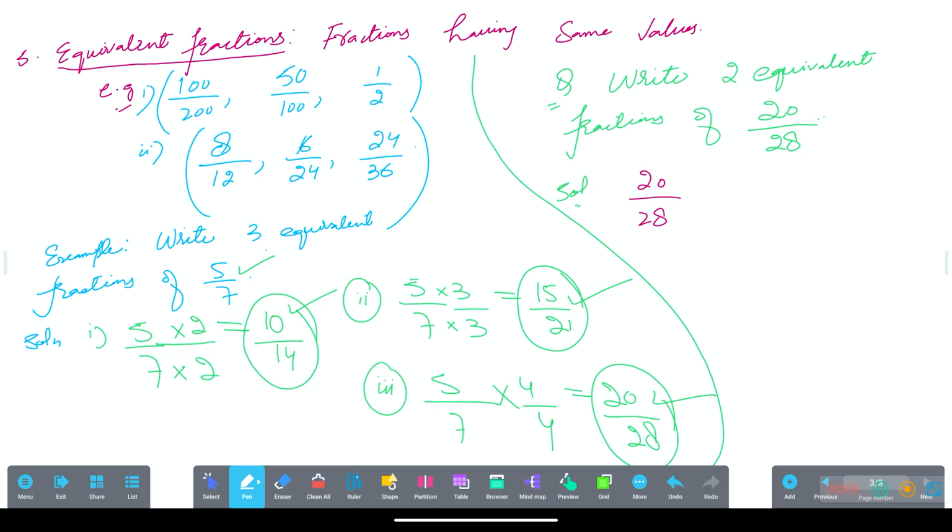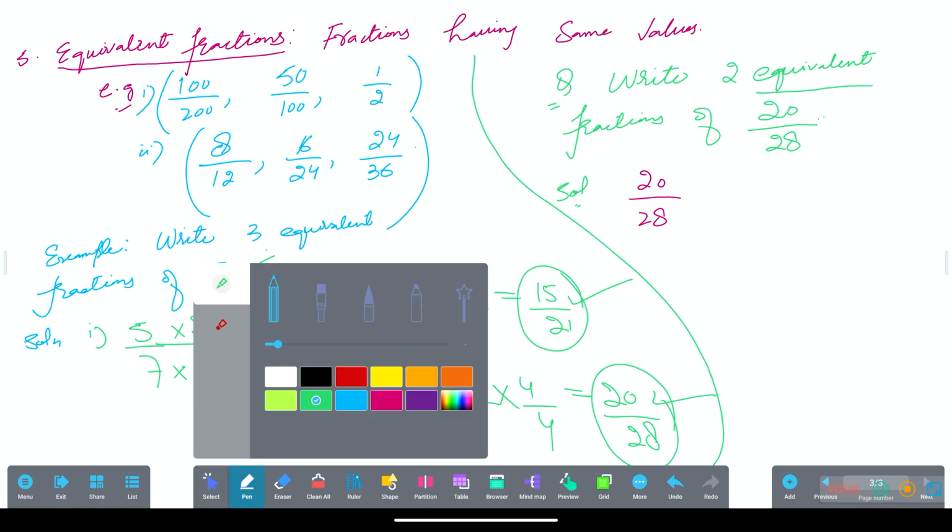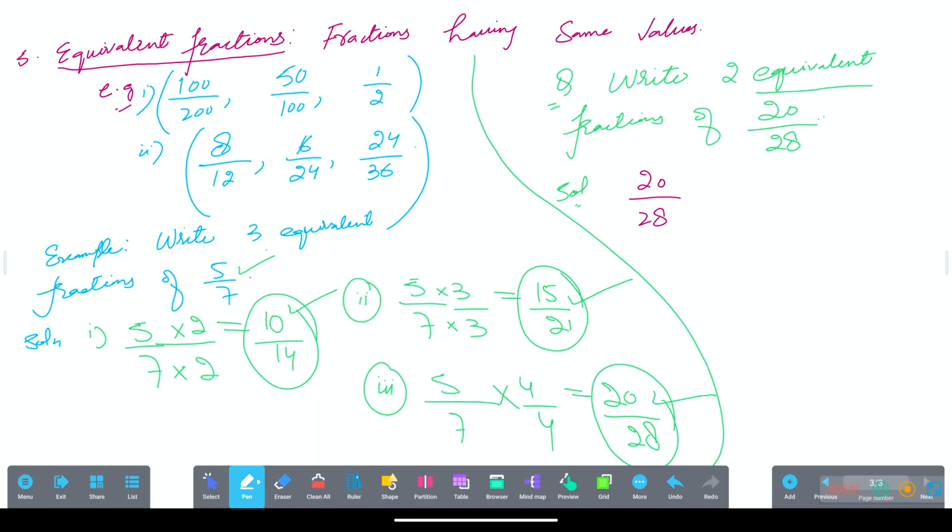I know 20 and 28 both are coming in the table of 2, starting with the ones. Whenever you have to find equivalent fractions, otherwise, whenever we have to do cancellation only and there is no concept of equivalent, that time it is your choice. You can take the cancellation by a bigger number. Now 20 by 28, they both are coming in the table of 2. 2 tens are 20, 2 ones are 2, 2 fours are 8. So I'm writing here cancellation by 2. And I got the first equivalent fraction, that is 10 by 14.